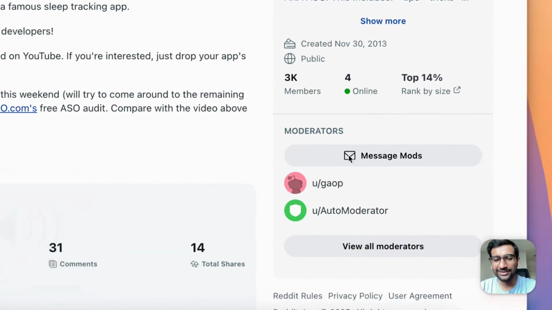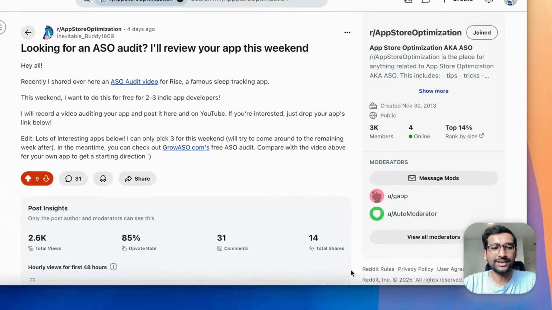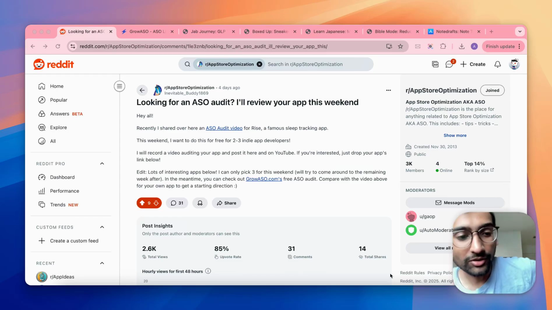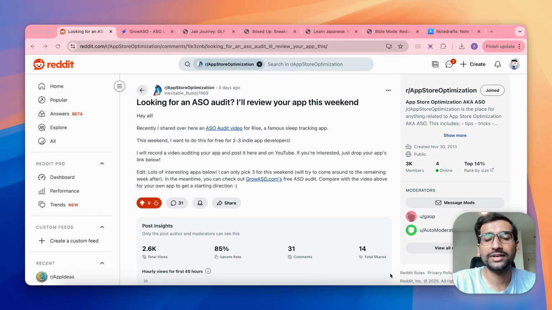Hi everyone. Today I'll be reviewing some of the apps that have been posted on Reddit by indie developers for an ASO audit. For full context, I posted a Reddit call for developers to get a free ASO audit from me, done on the weekend, and this is that video where I'll be reviewing some of them. This post got some overwhelming response.